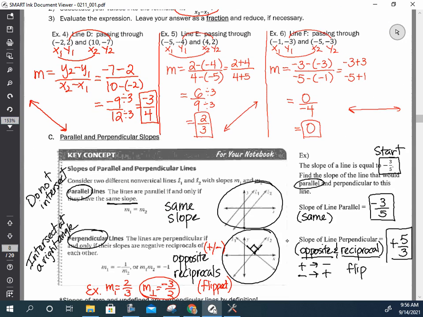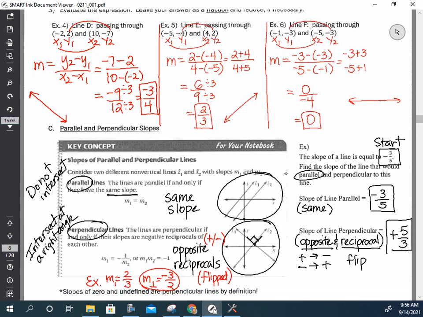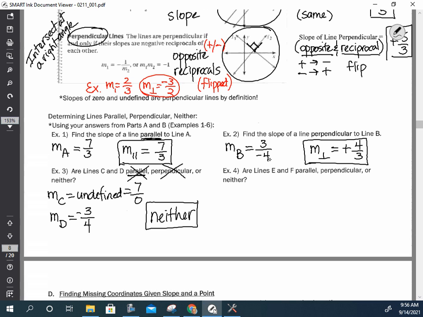So we do the same thing with E and F. That's 2/3 and 0. The slope of line E was 2/3. The slope of line F was 0. I made 0 a fraction so that it could match up as a fraction with line E. They're not the same, so they're not parallel. If I take 2/3 and flip it over, that's 3/2. That doesn't match up with 0, so it's not perpendicular. So again, your answer is neither.